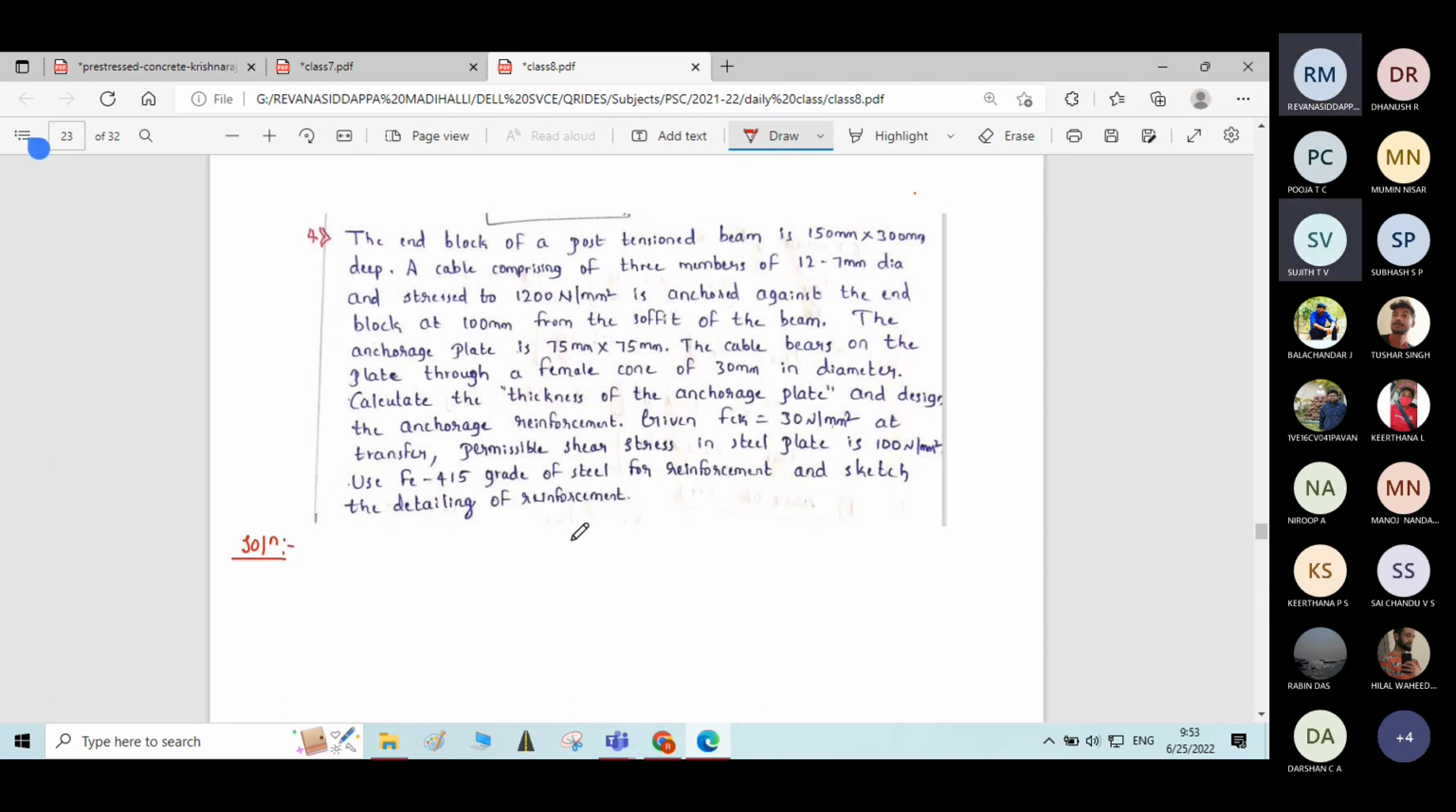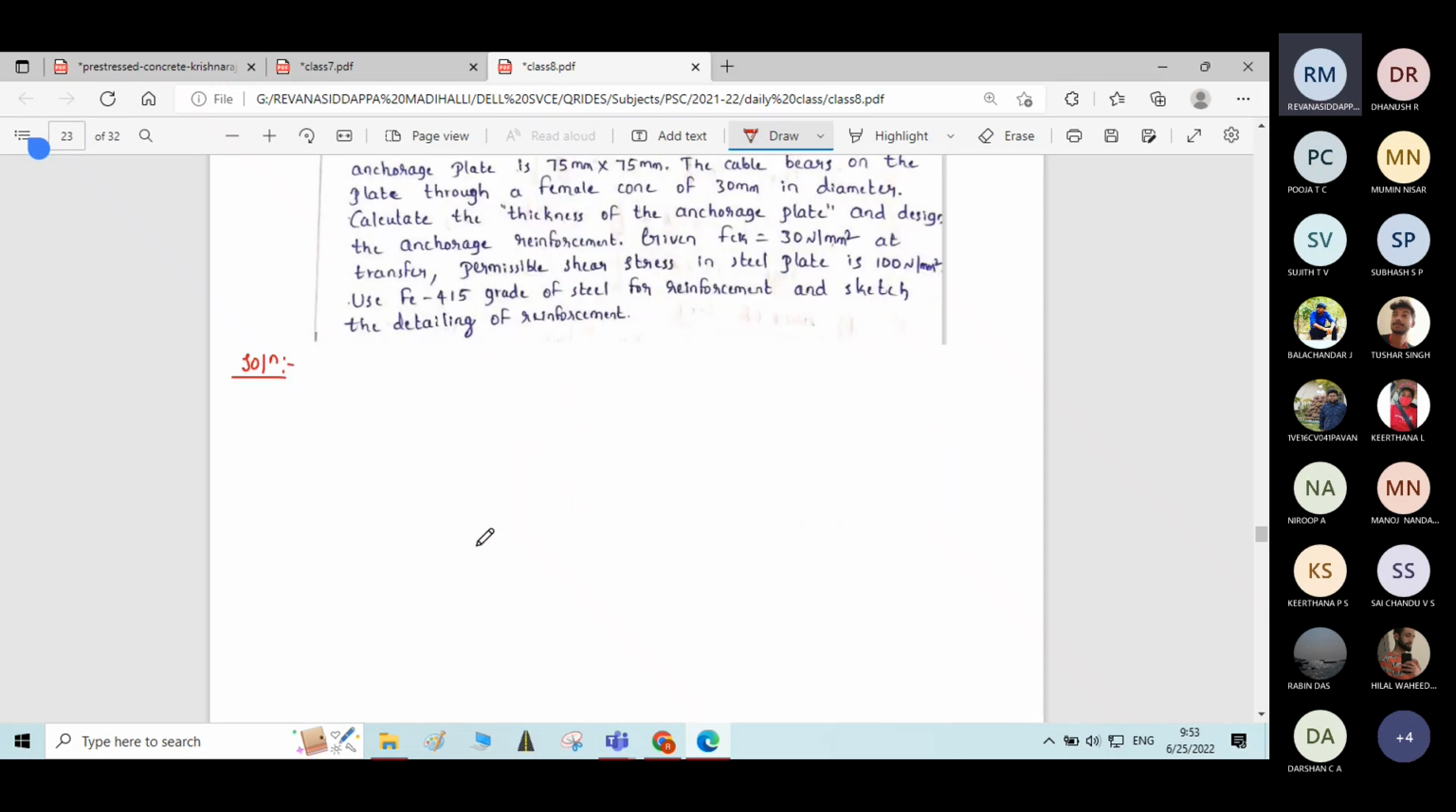It is also a problem on a rectangular beam. The end block of a post-tension beam is 150 mm by 300 mm deep. The cable comprises 3 members of 12 7 mm dia bars and is stressed to 1200 Newton per mm square. Okay, so the beam is a rectangular section.